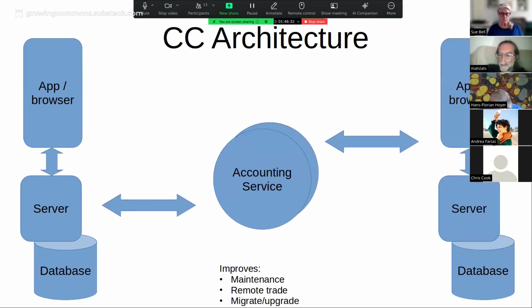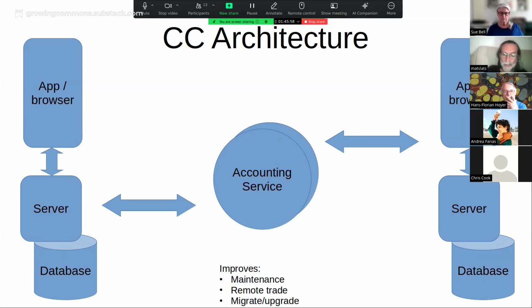If we imagine that there's an accounting service that is separate from the server, it's actually called a web service and it's independent, then you can connect to the accounting service in two ways. Either the server can connect to it or the app can connect to it directly. So there are different ways to do it, which is a nice flexibility to have. And that means that you've got good ways to improve the maintenance.